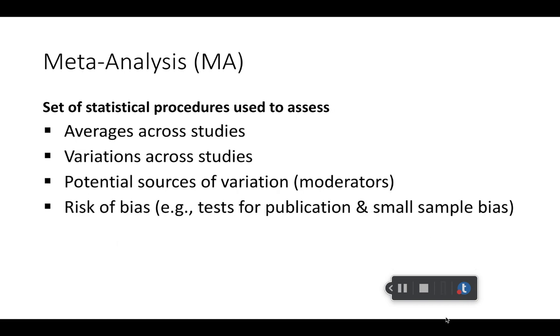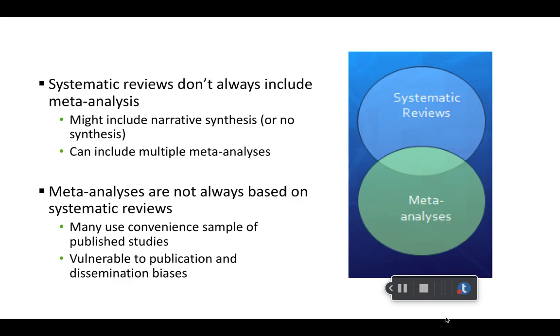So meta-analysis is a set of statistical procedures used to assess averages across studies, variations across studies, potential sources of variation, which we call moderators, and risks of bias, that is, tests for publication and small sample biases. Systematic reviews don't always include meta-analysis. They might include a narrative synthesis or no synthesis at all if there aren't enough results to combine, or they can include multiple meta-analyses.